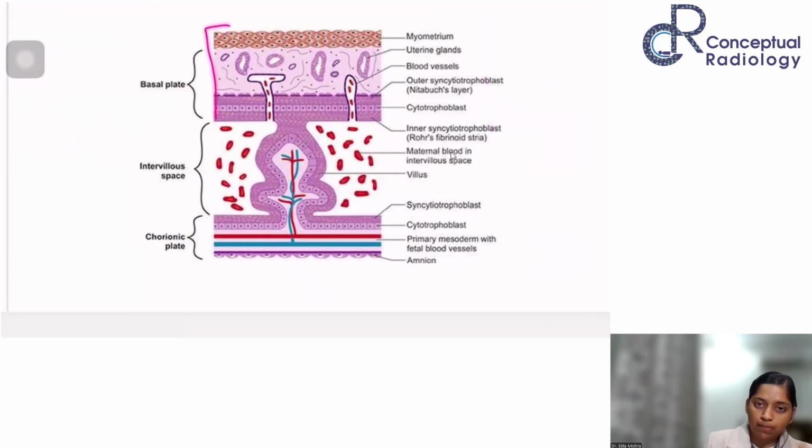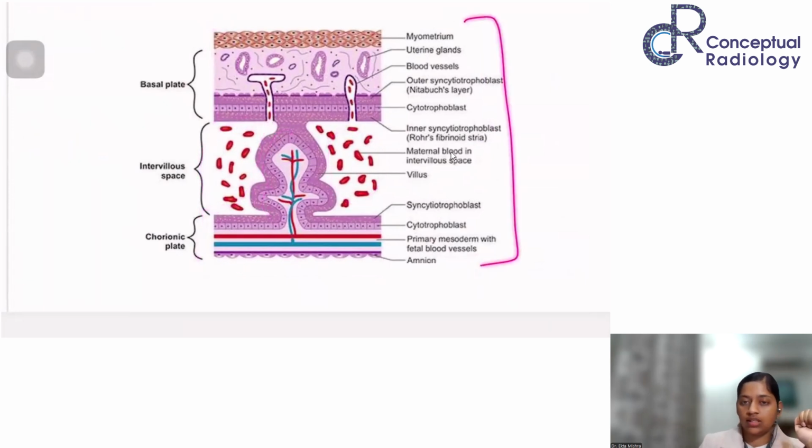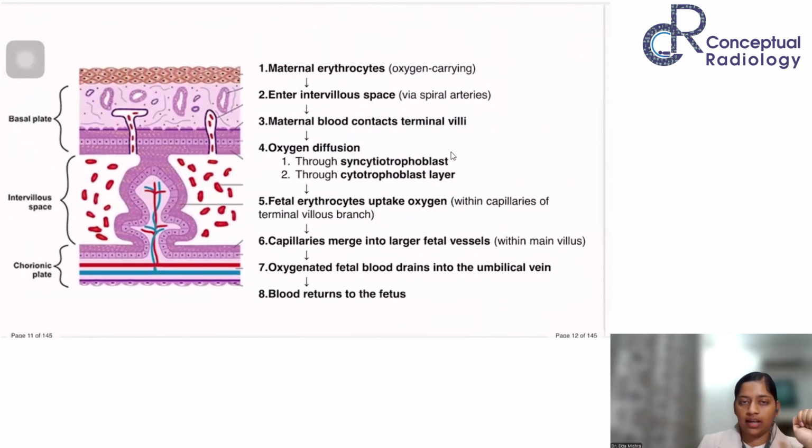So this is the basal plate, maternal side. Then we have the villi. The intervillous space is filled with the maternal blood, which is coming from the vessel. And this is the chorionic plate, which is formed from the fetal part. Okay? So this is the placenta, how it is. And the main crux of discussing for 10 minutes is how the circulation happens.